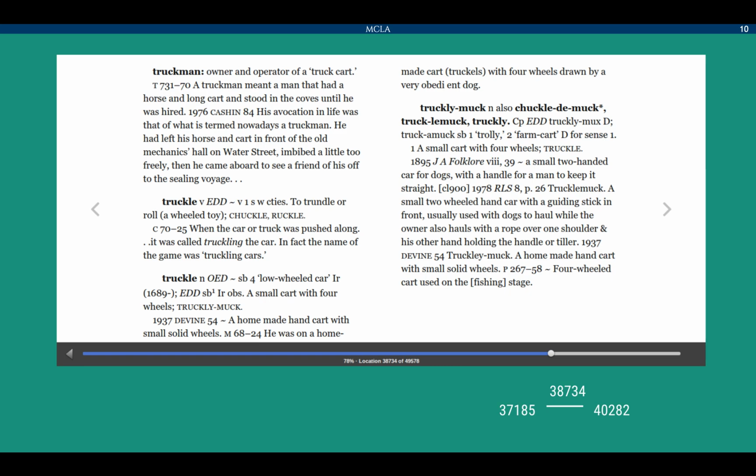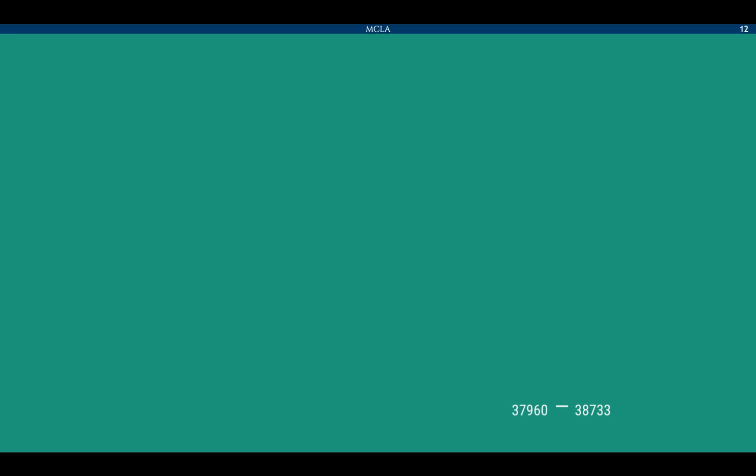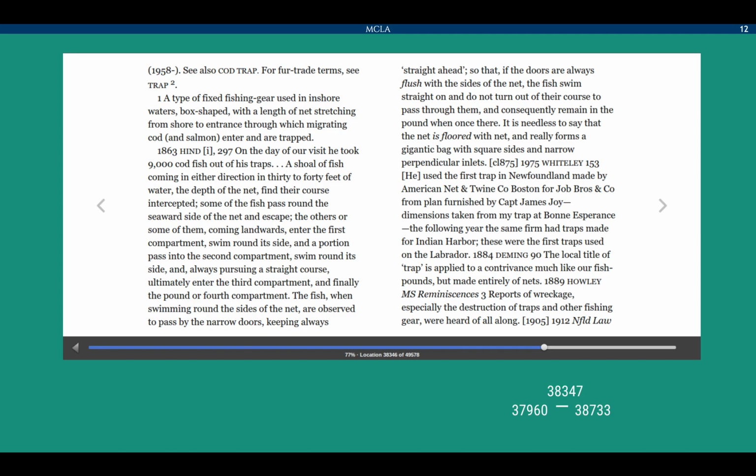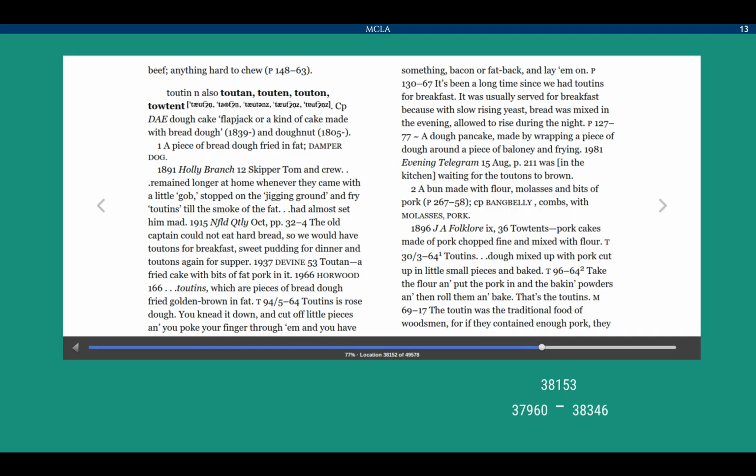And now we're at Truckman. That is too big as well, so we go in the lower half of that. And Tom is pretty close, but a little bit smaller than Teuton, so we go in the upper half of this. And let's see, wow, we are there. There is Teuton, also spelled in different ways, and it tells us what a Teuton is. It's a flapjack or kind of cake made with bread dough.